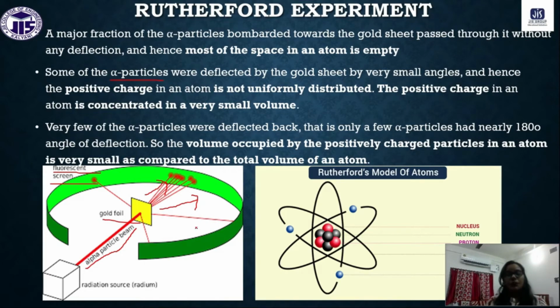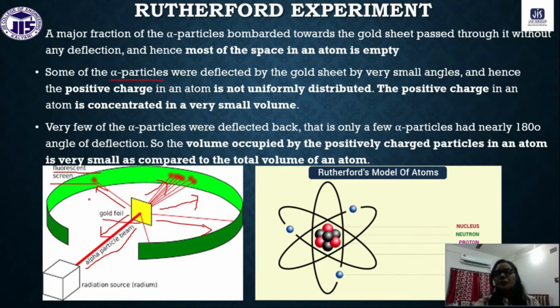This was the first observation of his experiment. The second observation is that very few alpha particles are deflected, and one or two alpha particles reflect back 180 degrees, right? So these are some of the observations that we can get from the Rutherford experiment.